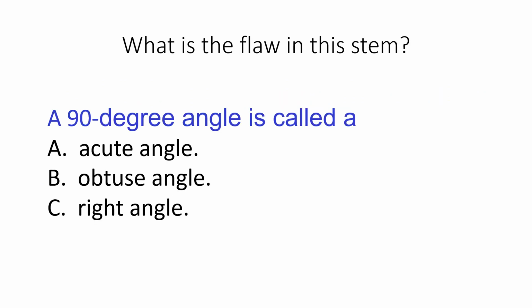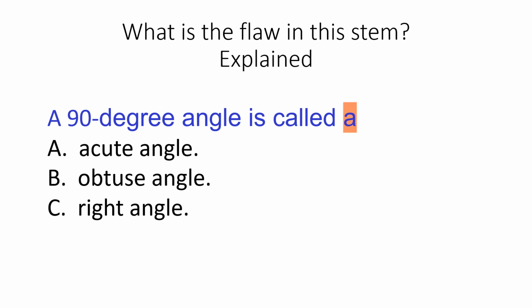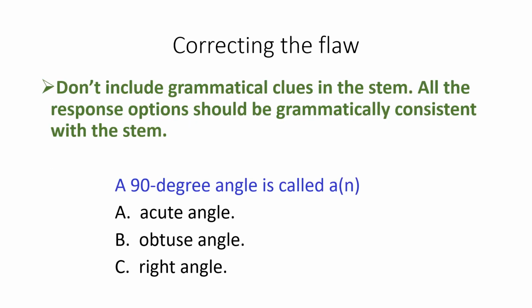What's the flaw in this stem? There's a clue because it says a. You don't want to include grammatical clues in this stem. All the responses should be grammatically consistent with the stem. So if you're going to end it with a, you want to make sure that you have the option an as well, because 2 of the distractors begin with a vowel and they need that word to be an instead of a.